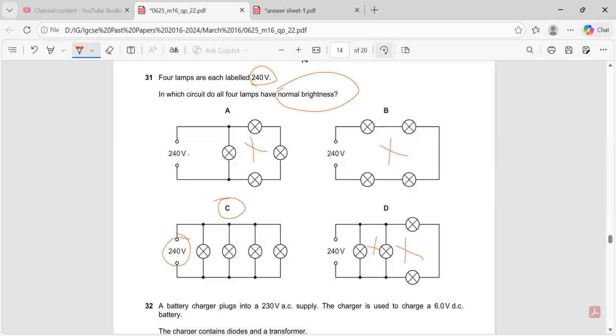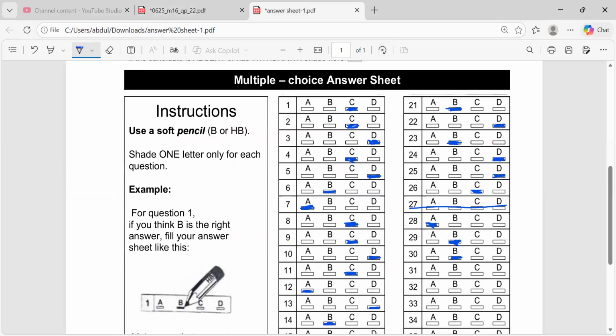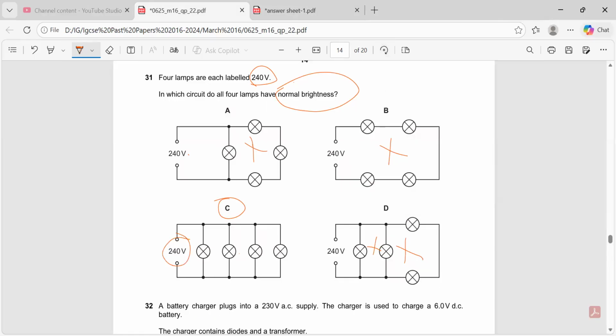So that's why C. Also, in a parallel combination of resistors, the total resistance decreases. So it means normal brightness they will be getting for the same battery. So correct answer for 31 is C. Sorry, 31 is C.